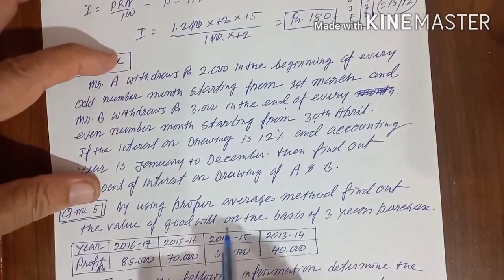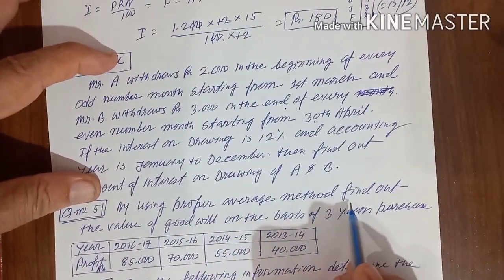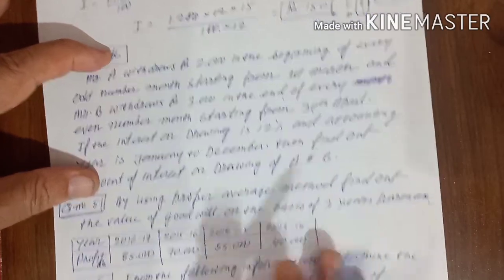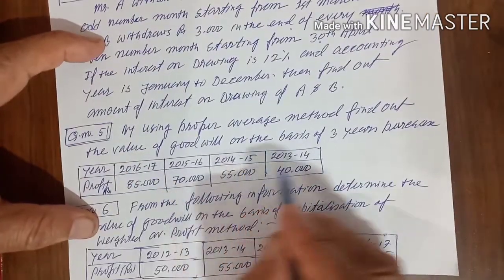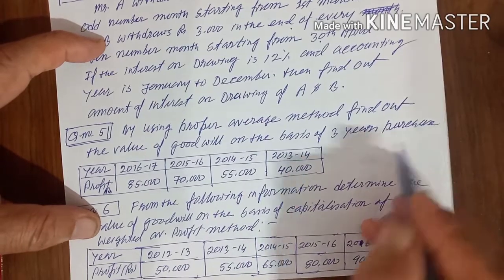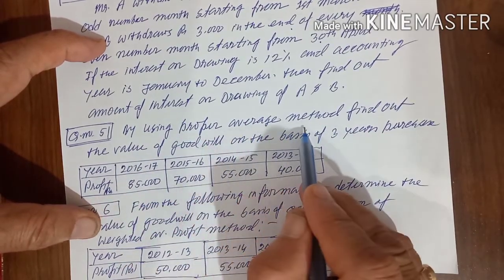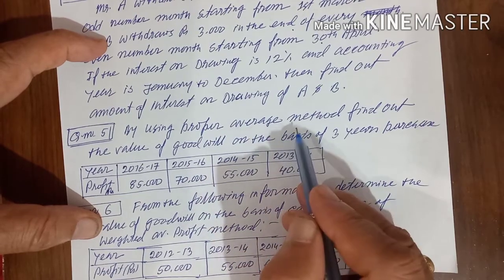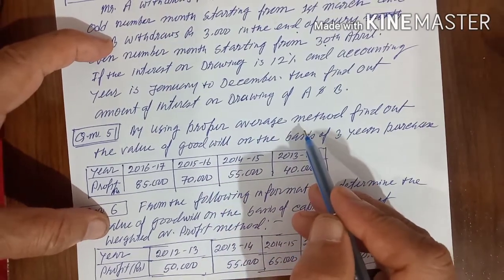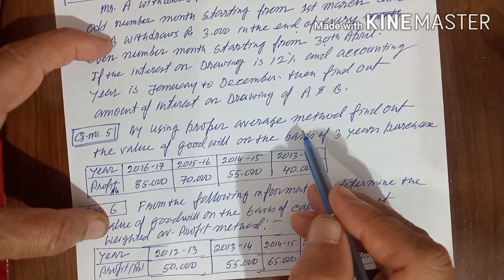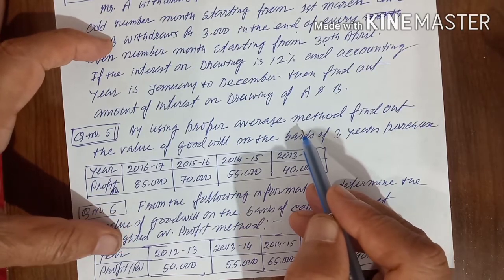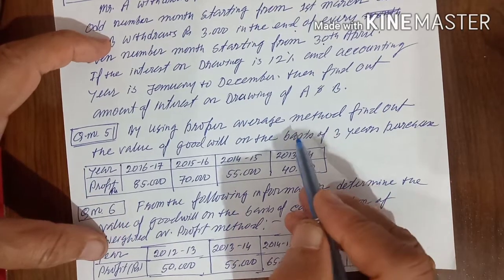By using the proper average method, find out the value of the goodwill on the basis of 3 years purchase. Proper average method means average method, how many are there? Actually there are 2 average methods. The first 2 methods are both called average method. One is called simple average, another one is called weighted average.